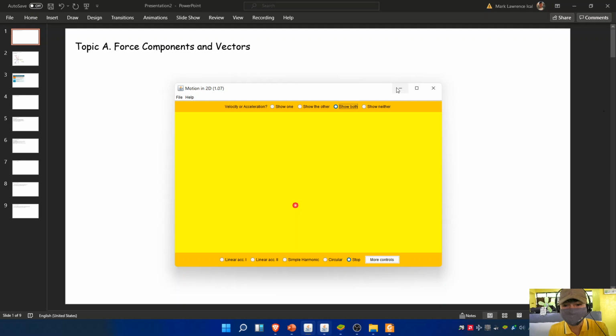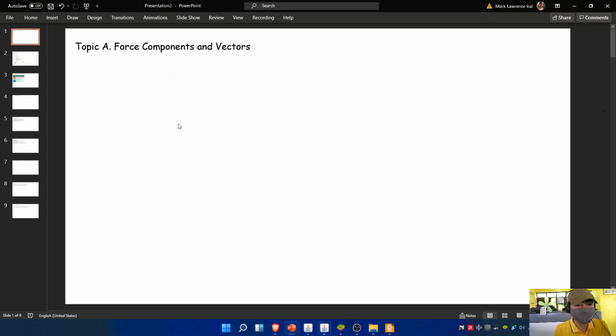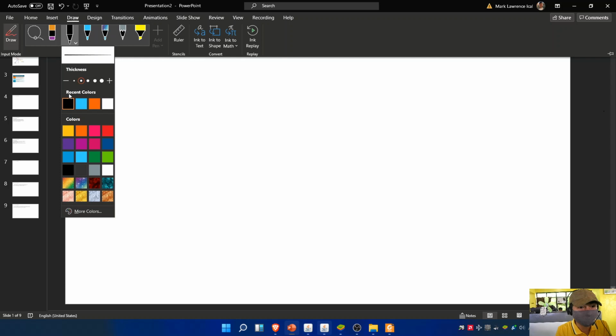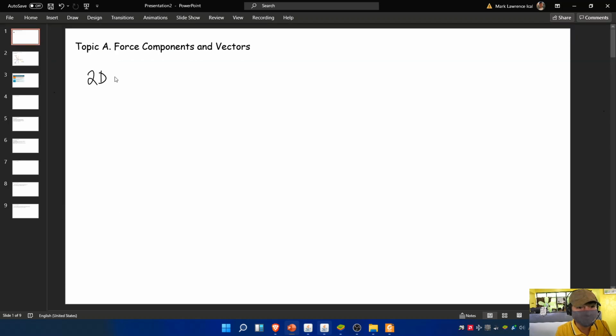So what's the point? The point here is that any object, any kind of body or particle, if it moves, can have a blue arrow and a green arrow. Now, we're only talking about 2D, or two-dimensional. When we say two-dimensional, we only talk about the x and y axes. We're not going to talk about three-dimensional, which is the x, y, z axes.